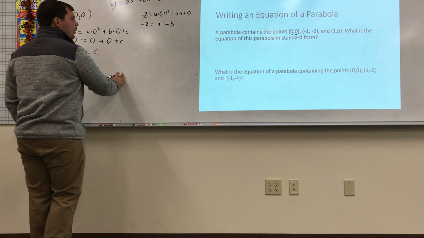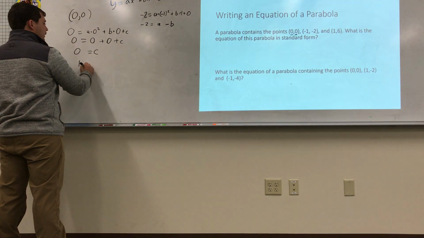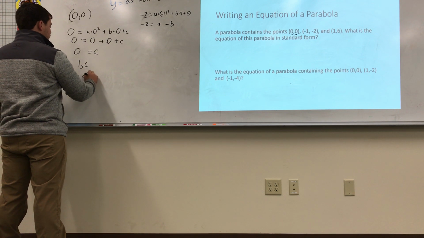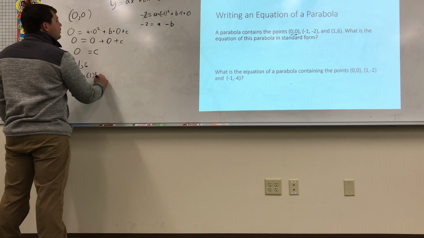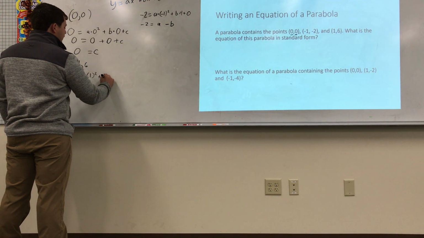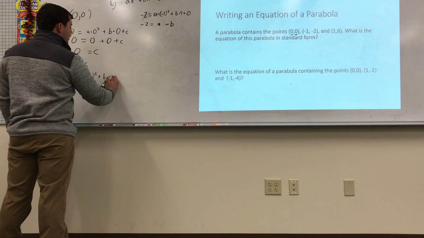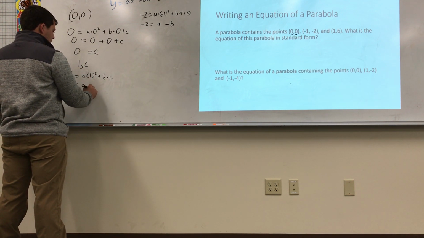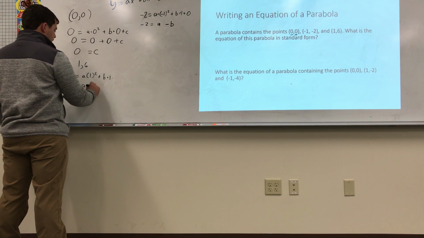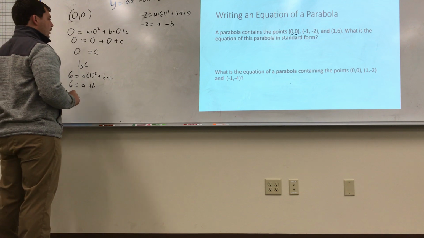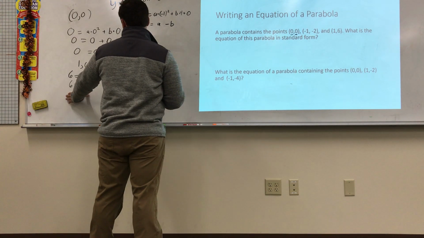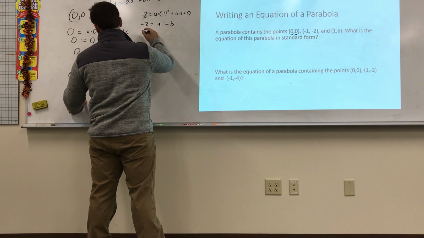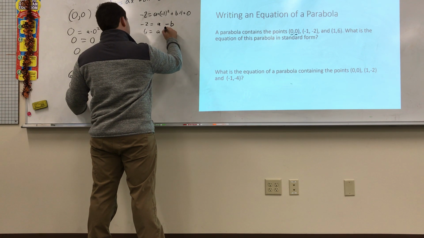Let's sub in (1, 6) over here. So you're going to have 6 equals a times 1 squared plus b times 1 plus 0. I'm going to simplify this: 6 equals a plus b. Now we can do elimination. We have two equations.